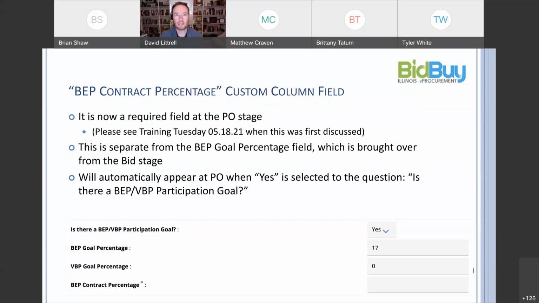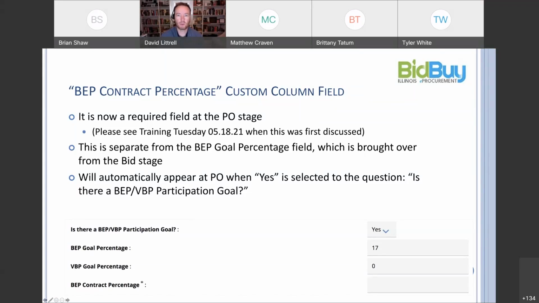If you do have any POs, once you get to that stage, you're going to see an asterisk next to it, and that is now a required field. This is separate from the BEP goal percentage field, which is brought over from the bid. It's automatically going to show up at the PO when yes is selected to the question, is there a BEP participation goal? Any of your procurements that do not have goals on them, if the answer to that question is no, these fields below it will not show up. However, at the bid, if this is yes, the BEP goal percentage is the goal that's placed on the solicitation.